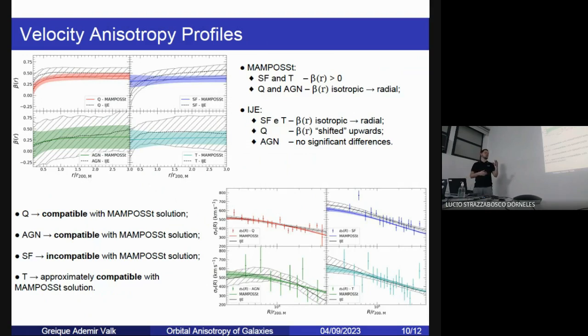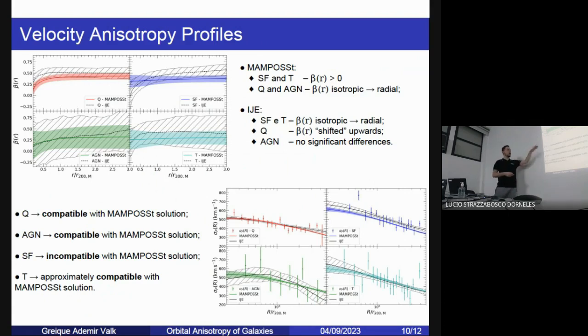Here is the beta profile that we obtain for each population. The solution of the MAMPOSSt is the solid color line in this box here, and the solution of the inversion of this equation is the dashed black line. And in this figure here, we have the velocity dispersion profile that we recover using this beta profile.